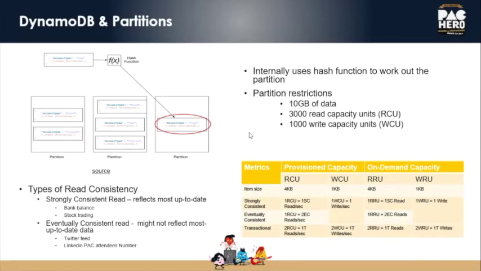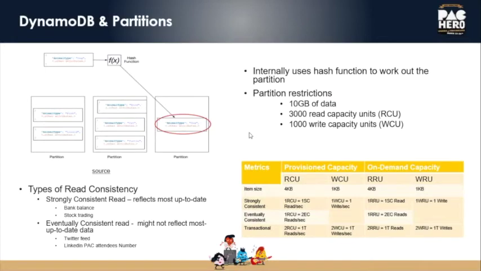Next bit is there's a limitation of how many read capacity units each partition can handle. Same thing with write capacity units. There's a maximum of 3,000 read capacity units. So when I say 3,000 read capacity units, it's mainly for your provision capacity. On demand does have a restriction as to how many read request units you can do, not the read capacity unit, it's more read request unit. And for the write is 1,000.